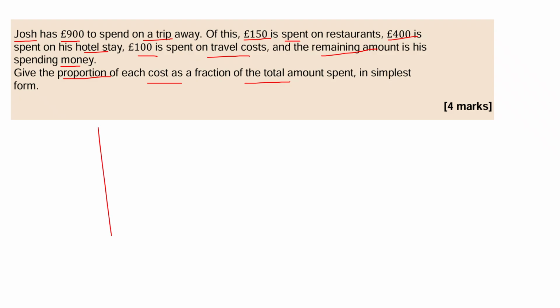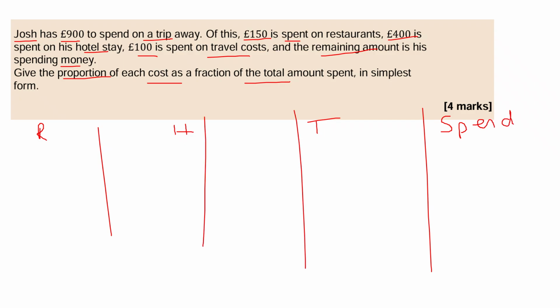So let's split it up here. We've got restaurants, I'm going to put R for restaurant. Then I'm going to put H for hotel, and then T for travel costs, and then S for spend. Right, so let's get our fractions together.